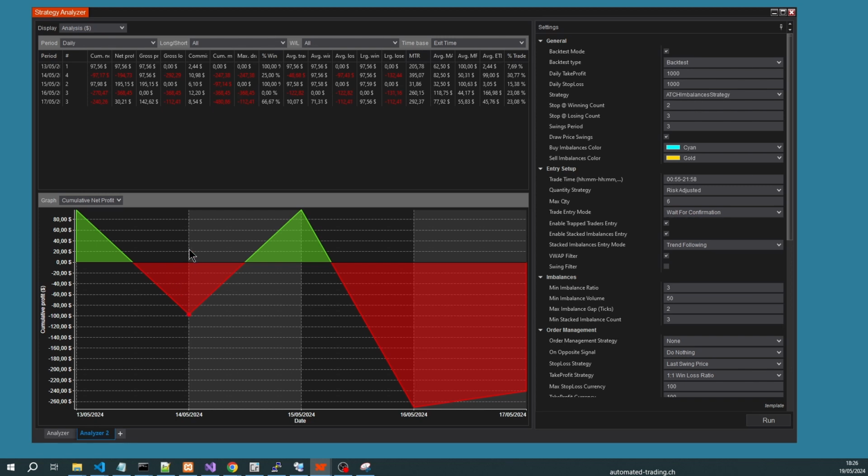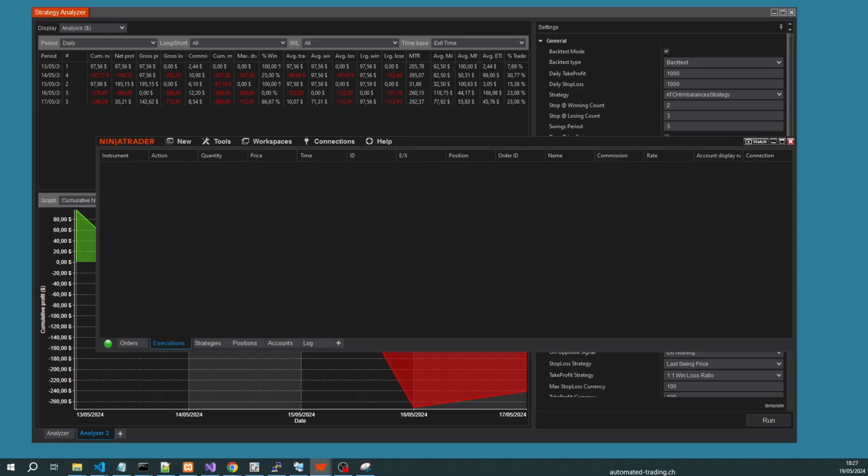And also, you don't need a license for this. This is why I show you this, because you don't need a license. You can download the strategy, play with it on backtest and optimization, and even on playback. So if you select this playback connection, you can see the strategy in action on playback. You don't need a license for that.